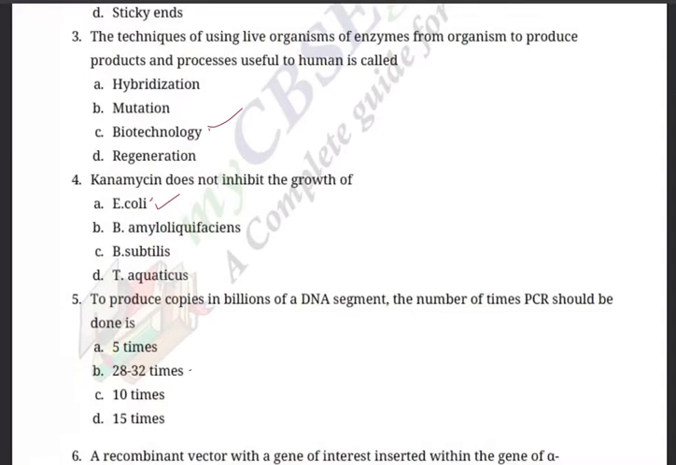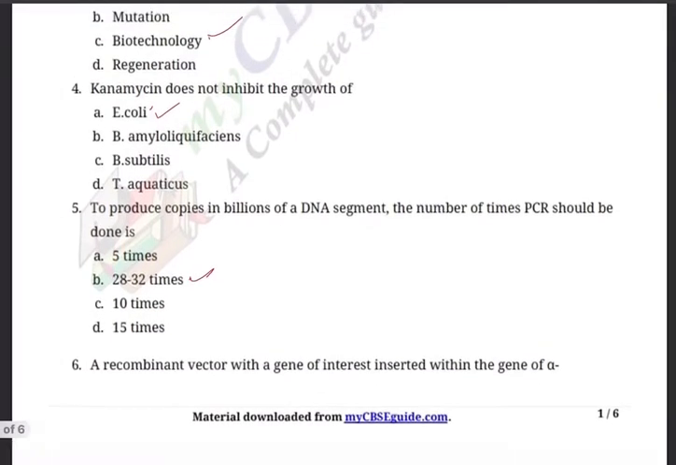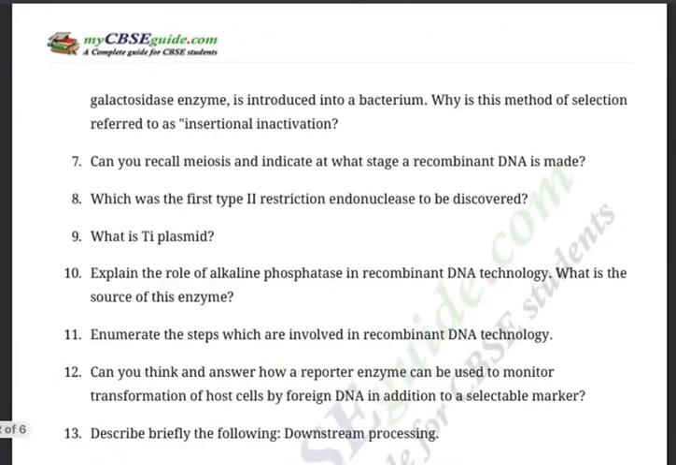Question 5. To produce copies in billions of a DNA segment, the number of times PCR, polymerase chain reaction, should be done is 5 times, 28 to 32 times, 10 times or 15 times. The answer must be B. Question 6. A recombinant vector with a gene of interest inserted within the gene of alpha galactosidase enzyme is introduced into a bacterium. Why is this method of selection referred to as insertional inactivation?